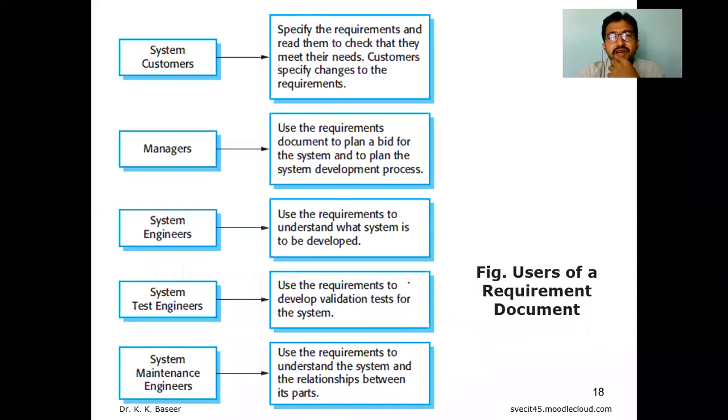If you see in the graphical representation, this user requirements document shows who, or which roles, will be involved in this project. The first one is the system customer, the second is the managers, the third is the system engineers, the fourth is the system test engineers, and the fifth is the system maintenance engineers. So these are the five different people.